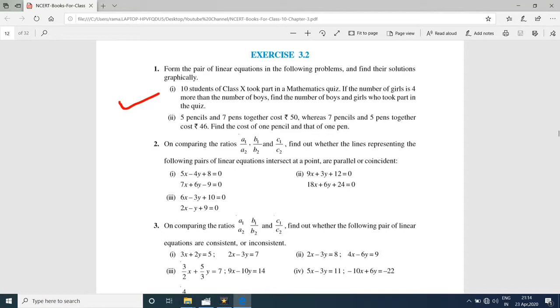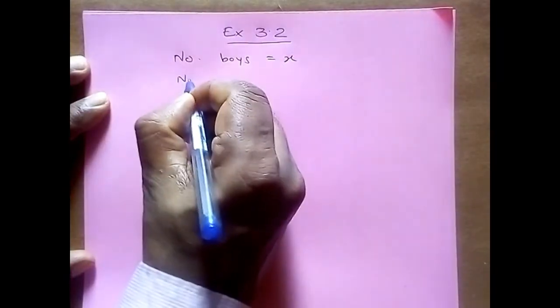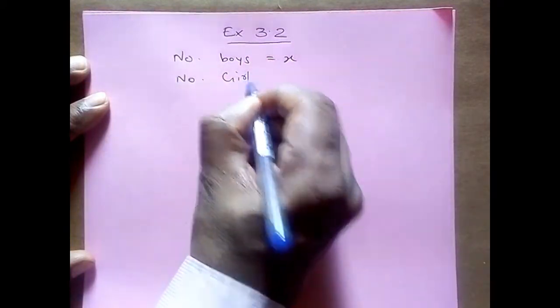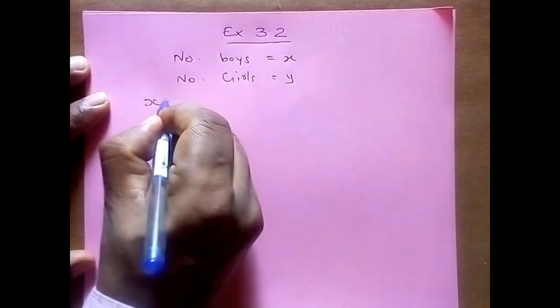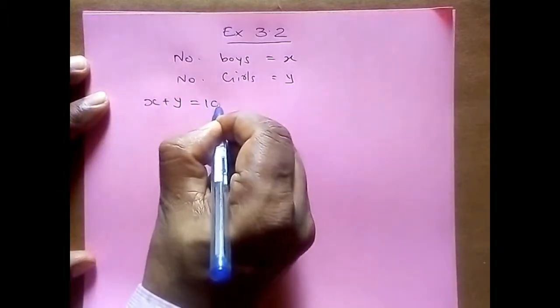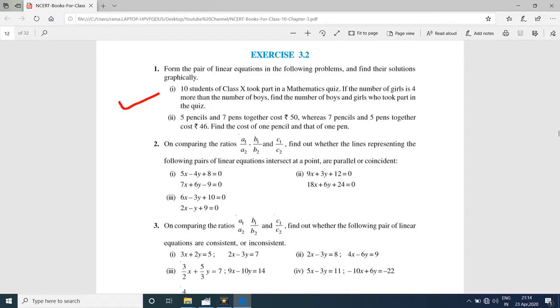First question: 10 students of class X took part in a mathematics quiz. So suppose we have boys and girls. The number of boys we can take as x, and the number of girls we can take as y. So it is given that x plus y equal to 10. So the total number of students is equal to 10.